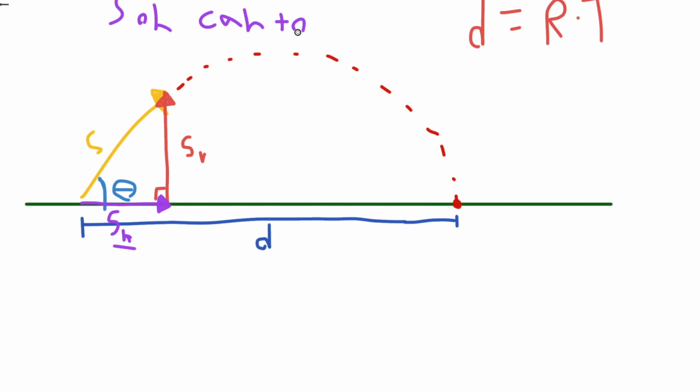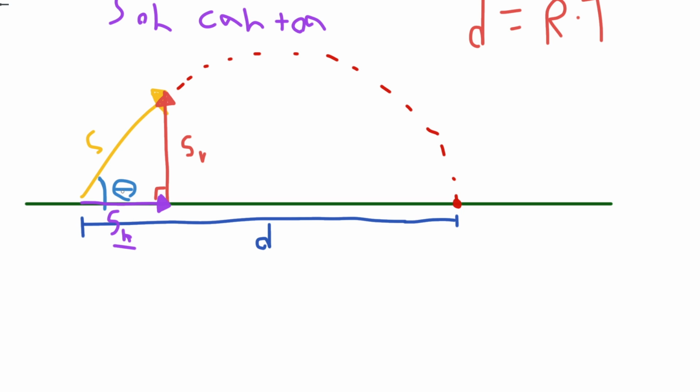SOHCAHTOA basically says that sine is opposite over hypotenuse, cosine is adjacent over hypotenuse, and tangent is opposite over adjacent. So if we know the hypotenuse and the angle theta, how do we figure out these two lengths, SV and SH?